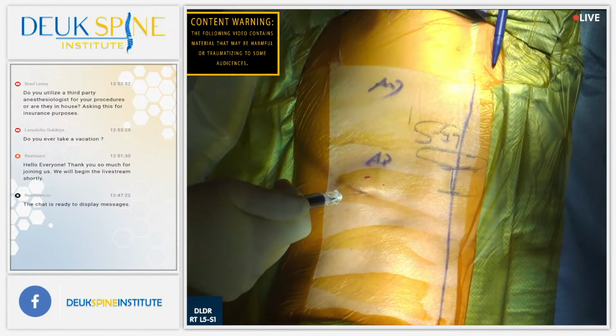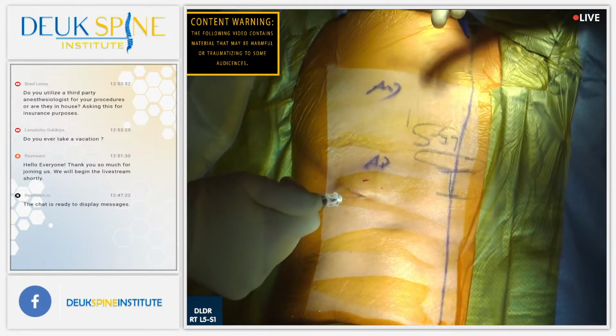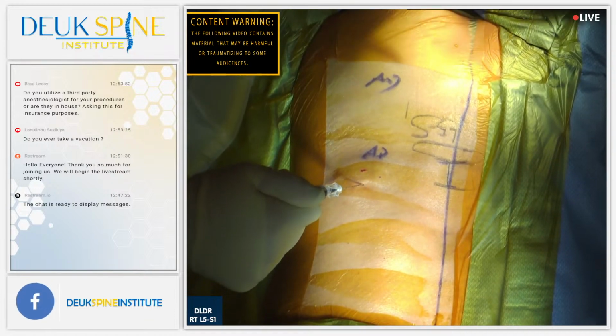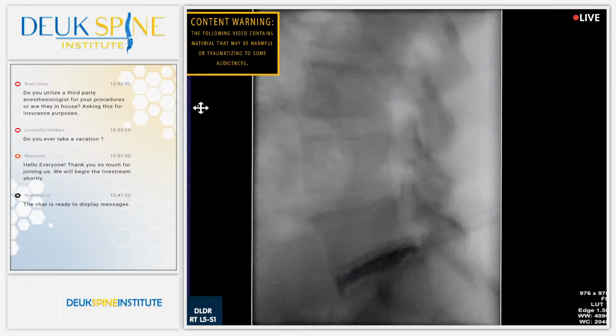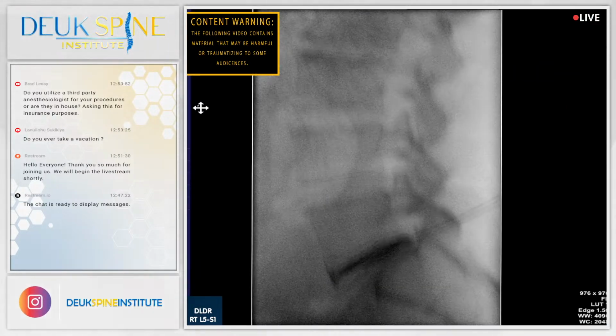Okay, don't move. How bad is that on a scale of 1 to 10? How bad is that? What number? Look at him wiggling around. It's like a 10. 10? Is that where you get back pain?